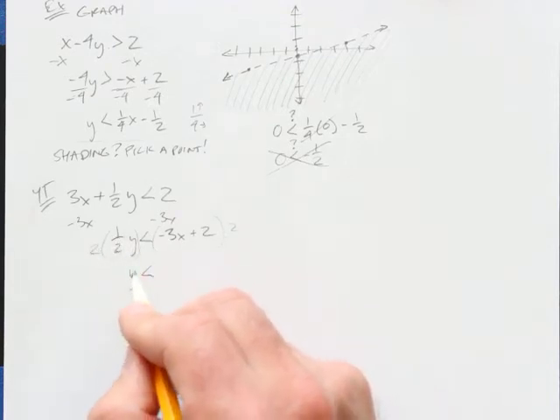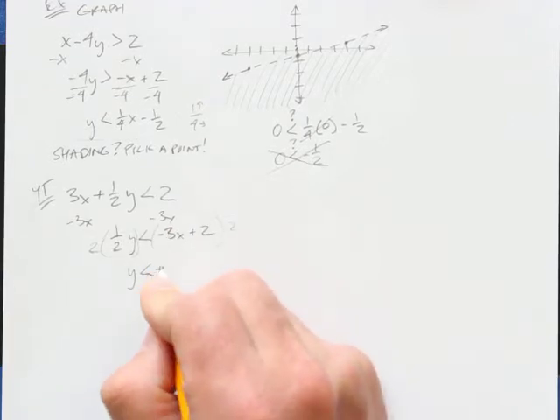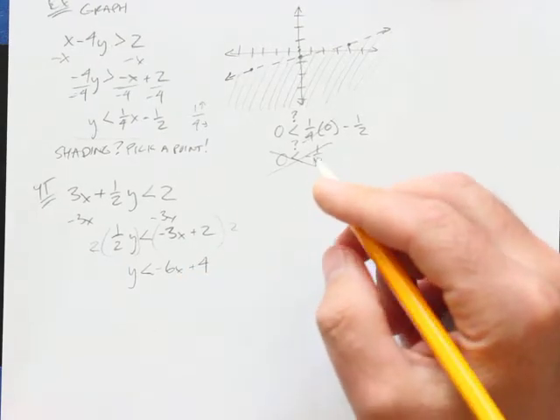1/2 of 2 is 1, so I've got 1y is less than 2 times negative 3x, which is negative 6x. 2 times 2 is 4. Now I can graph this thing.